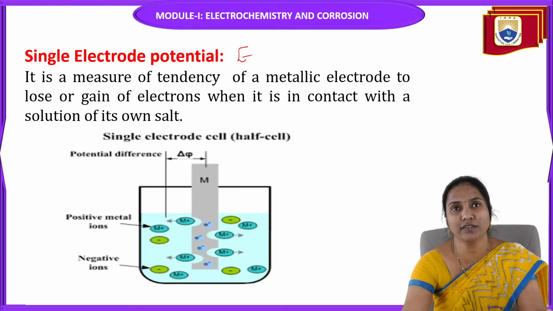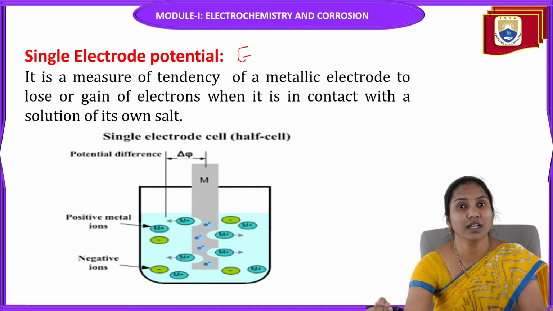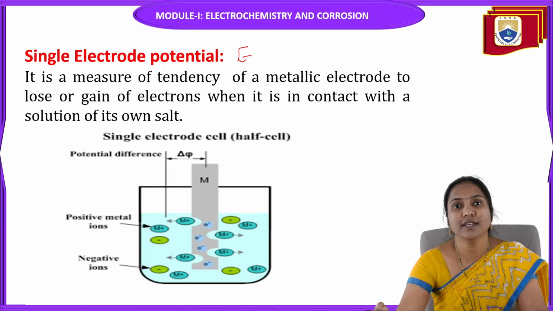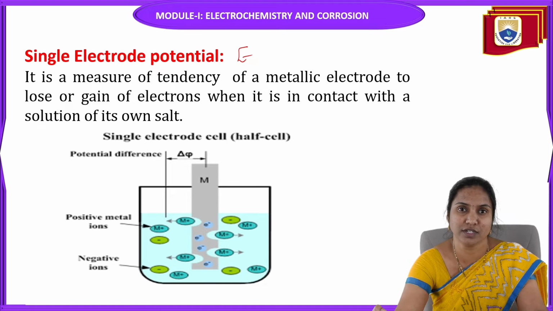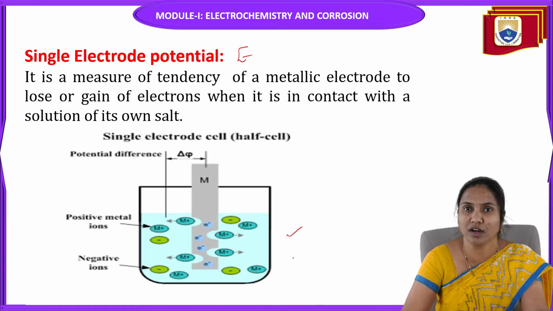So when a metal is in contact with a solution of its own salt, as we discussed already with zinc sulfate and the copper electrode dipped in copper sulfate, the same salt of the solution, only in this case does it develop an electrode potential difference. So it is called single electrode potential. The tendency of a metal to get oxidized or reduced when it is dipped in a solution of its own salt is called single electrode potential. Here in this diagram, single electrode potential half cell reaction is clearly explained.